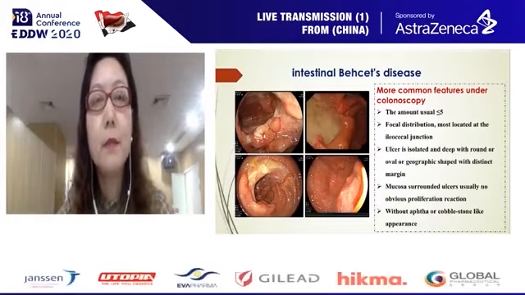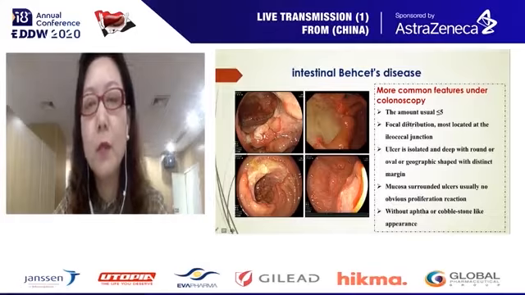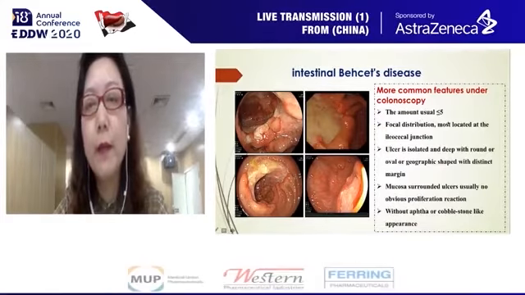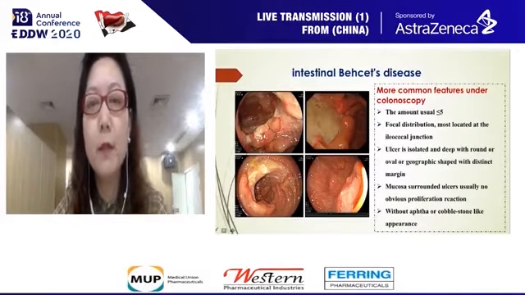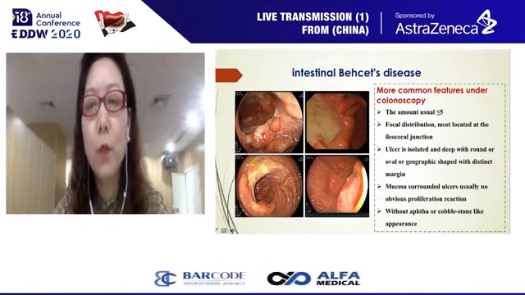And then intestinal Behçet's disease, BD. More common features in the colonoscopy of BD include the number of ulcers usually less than 5, focal distribution, most located at the ileocecal junction. The ulcer is isolated and deep, round or oval or geographic shaped, with distinct margin.